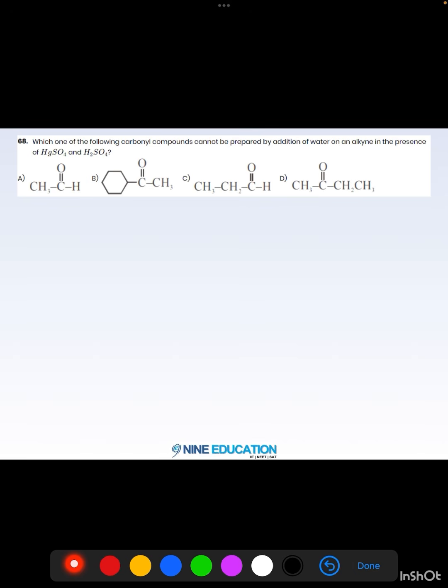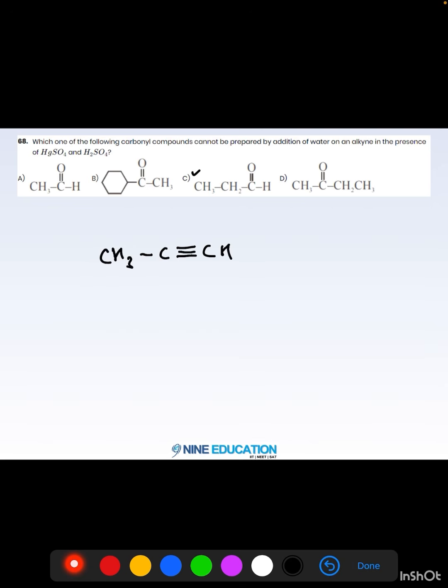Next we are having: which one of the following carbonyl compounds cannot be prepared by addition of water on an alkyne in the presence of HgSO4 and H2SO4. Okay, so we know that whenever we are having alkyne, when we do hydration reaction in the presence of HgSO4, we can get aldehyde, ketones and all that. Now the idea is if you look at the option C, if we take for example this propyne, meaning CH3 C triple bond CH, so in this case 3 carbon, right?